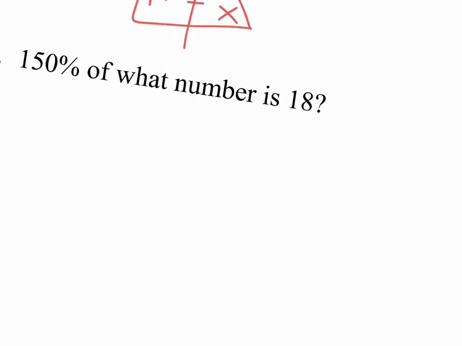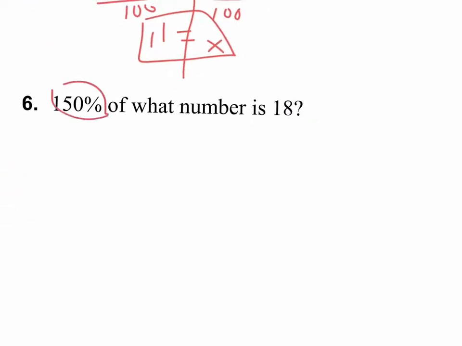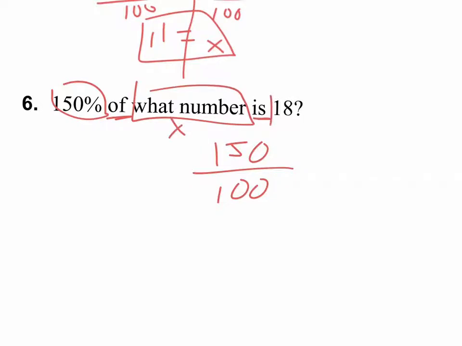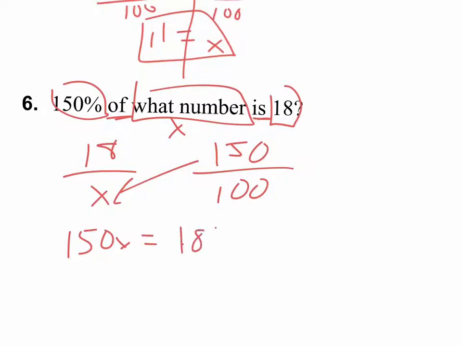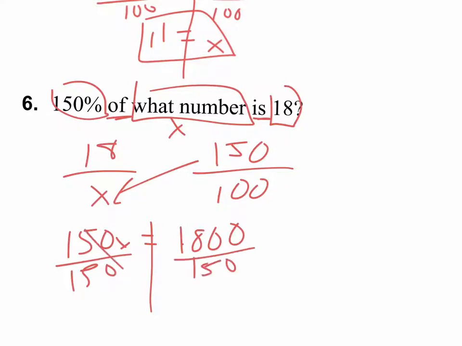Number 6, as soon as you see that percent sign, you put that over 100. So this would be 150 over 100. Of what number? We don't know. That's my x. Is 18. Is goes on top, so 18 goes on top. Of what number? We don't know, x. Okay, so then we do our cross product. We get 150x is equal to 1800. Draw a line, divide by 150. x is equal to 1800 divided by 150 gives you 12. So x equals 12.